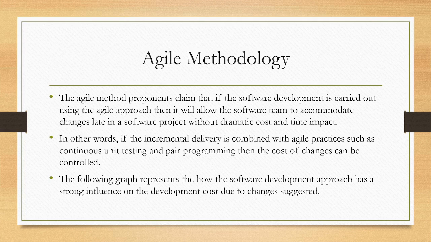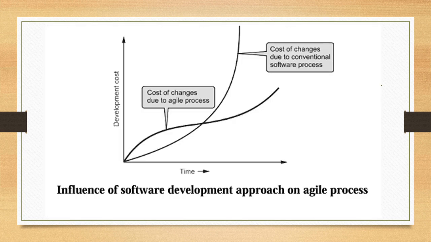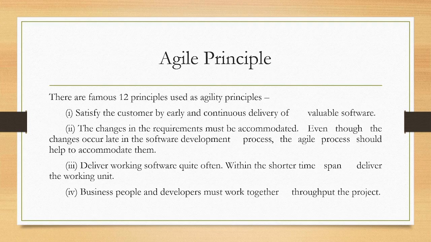The following graph represents how the software development approach has a strong influence on the development cost due to the changes suggested. For example, the x-axis is for time and the y-axis is for development cost. You can easily view the cost of change in the Agile process compared to the conventional software process, and identify the influence of the software development approach.